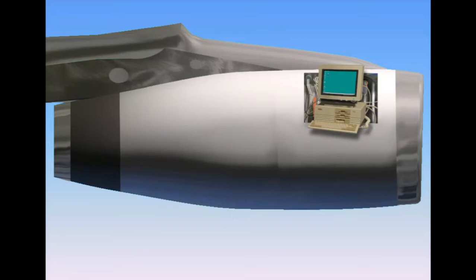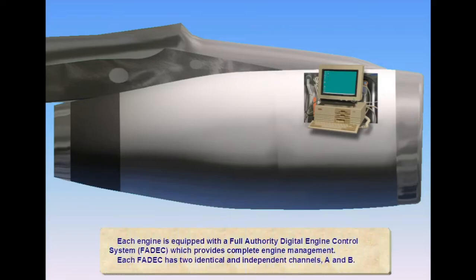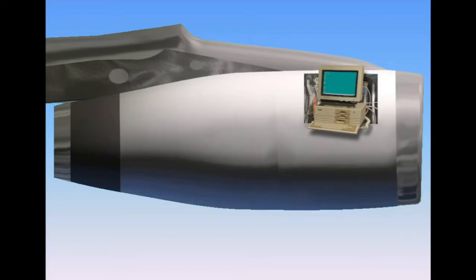Each engine is equipped with a full-authority digital engine control system, FADEC, which provides complete engine management. Each FADEC has two identical and independent channels, A and B. The FADECs are powered by aircraft buses for 5 minutes after power-up, at which time they go to sleep. During engine start, each FADEC becomes powered by a dedicated alternator located on the accessory gearbox. Therefore, even in the event of total power failure, the pilot still has full control over the engine.